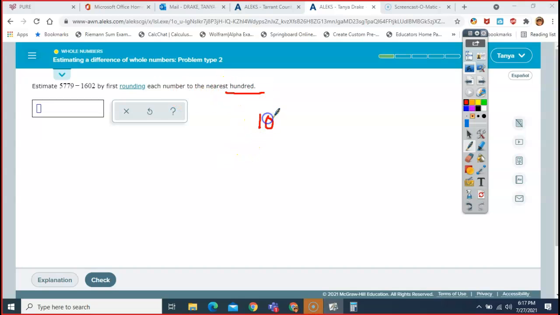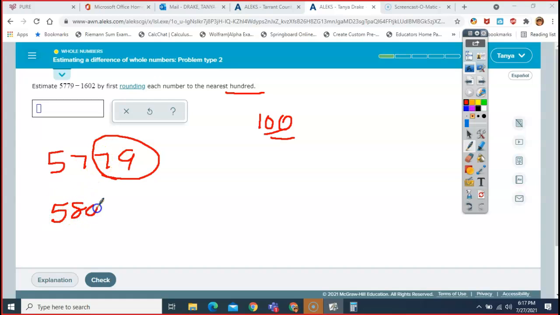So now it says to the nearest 100. So 100 means I got to knock out 2 numbers. So I have 5, 7, 7, 9. So I got to look at these 2 numbers. That number is greater than 5, so I'm going to go 5,800.